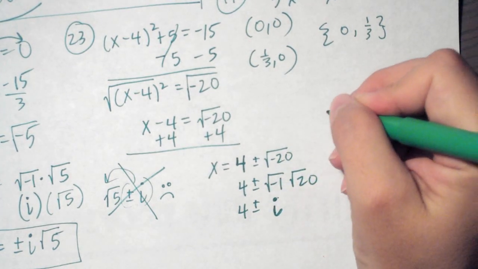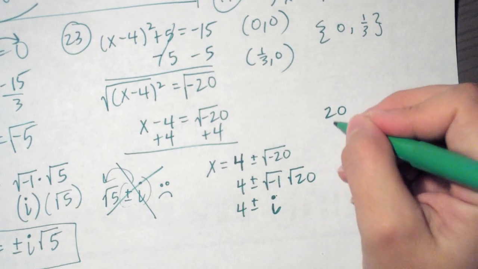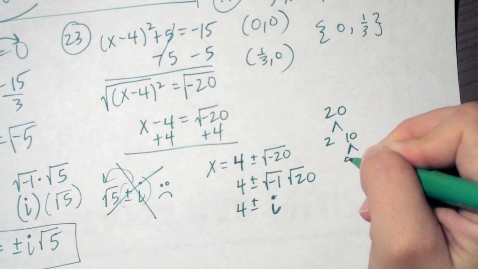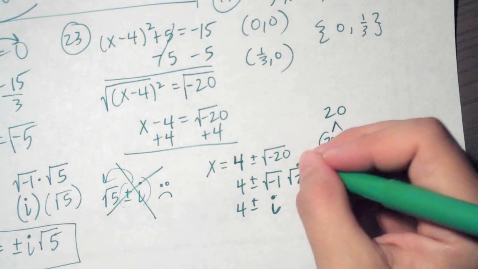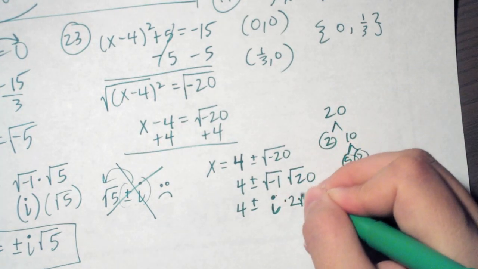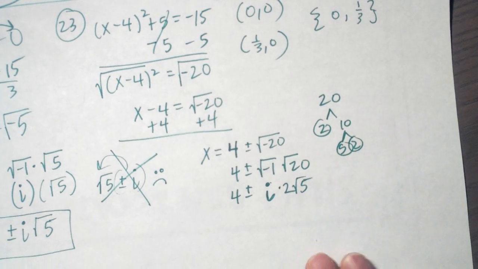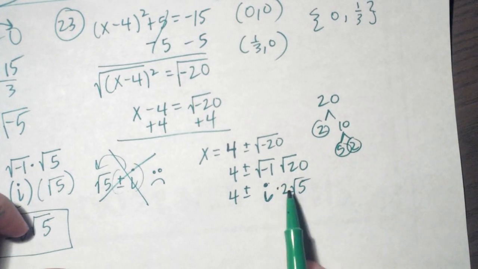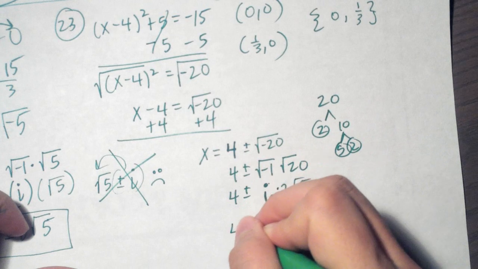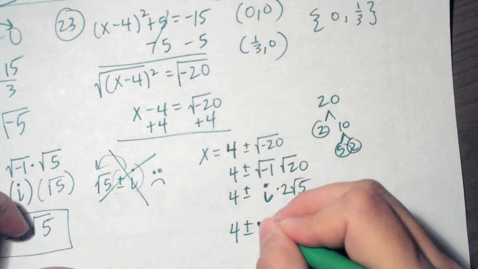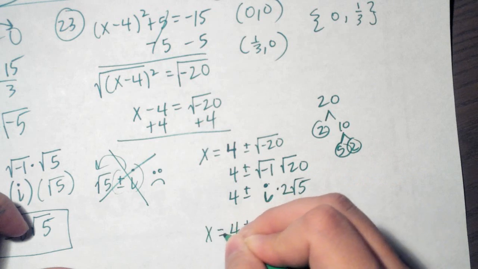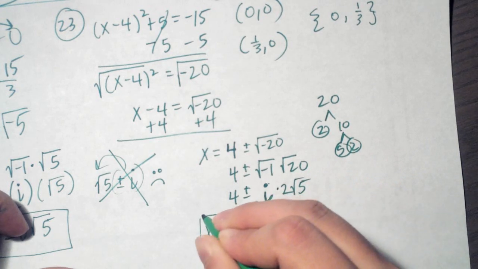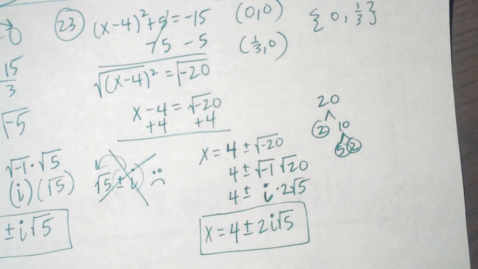And the square root of 20, I can break that down. 2 and 10, 5 and 2. I have a pair of 2's. So this becomes 2 square root of 5. It's not good math manners to have an i in front of a number. So it's going to be 4 plus or minus 2i square root of 5. And that is your final answer. You have two imaginary solutions.